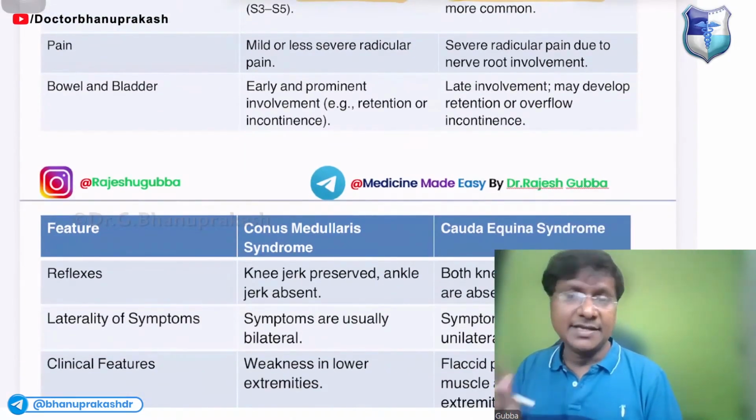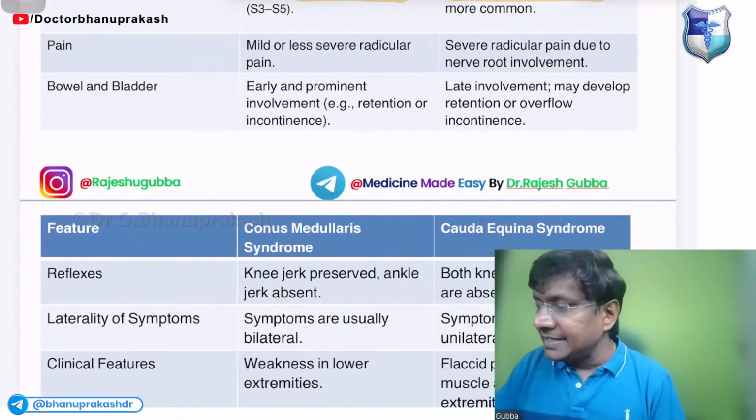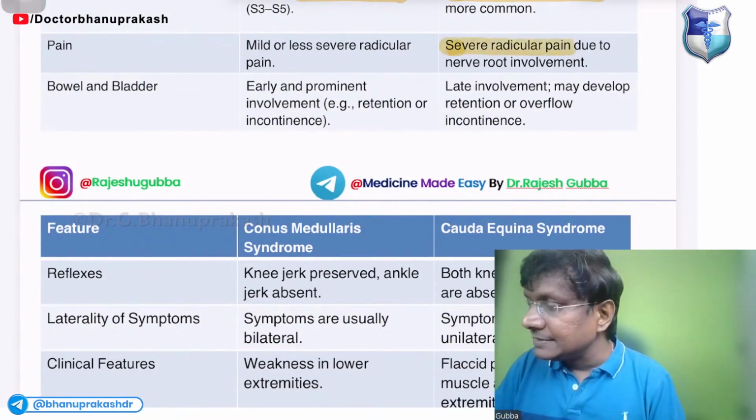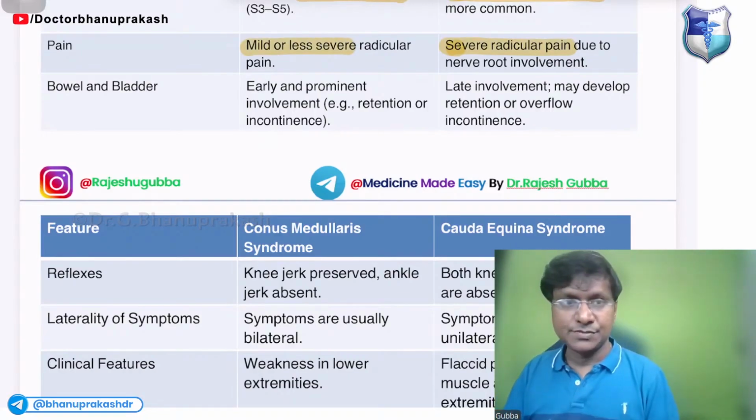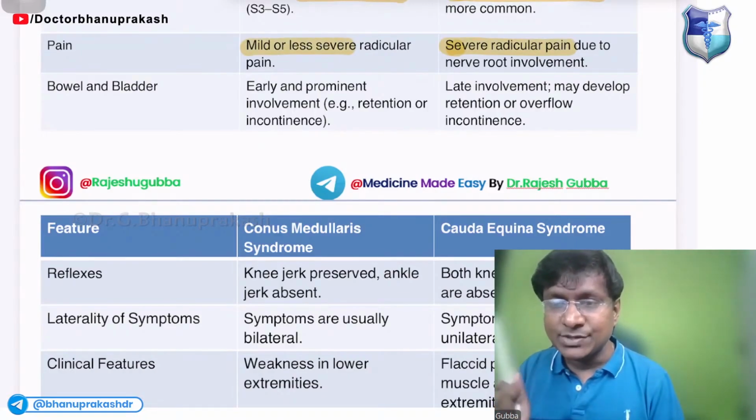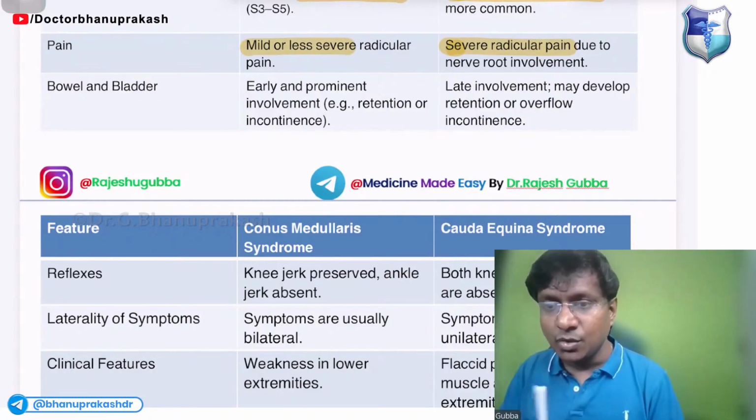And will there be pain? Yes. Radicular pain will be there in case of the Cauda equina rather than the conus medullaris. And will there be bowel and bladder involvement?